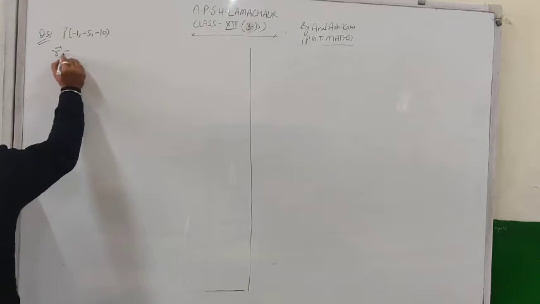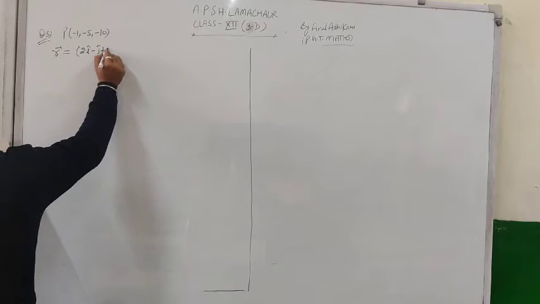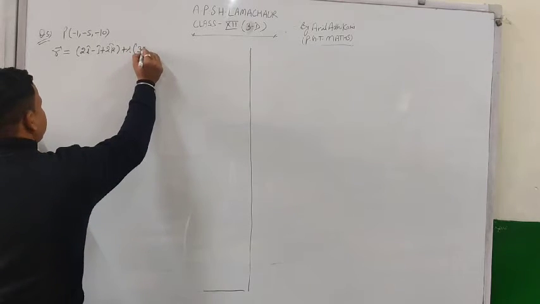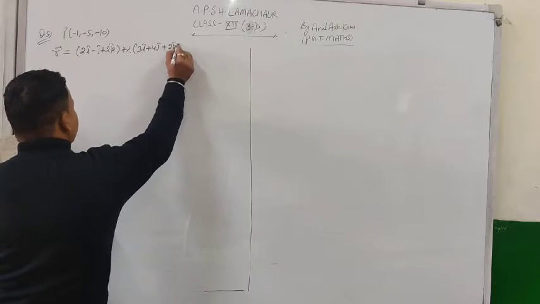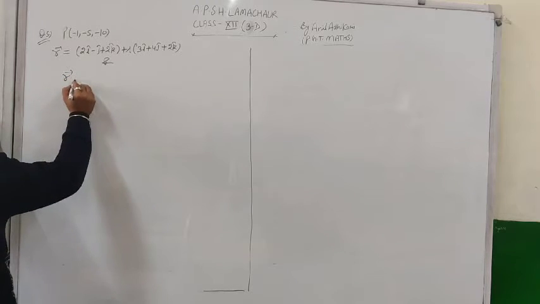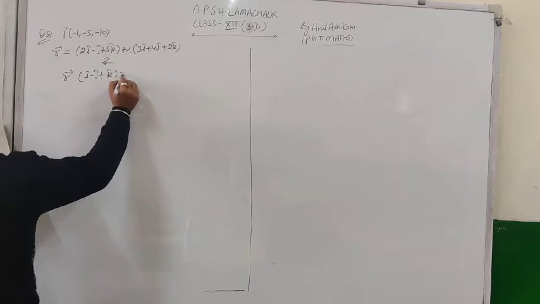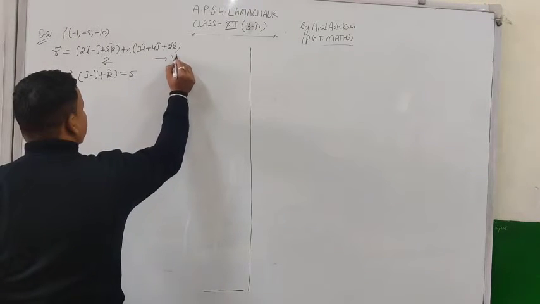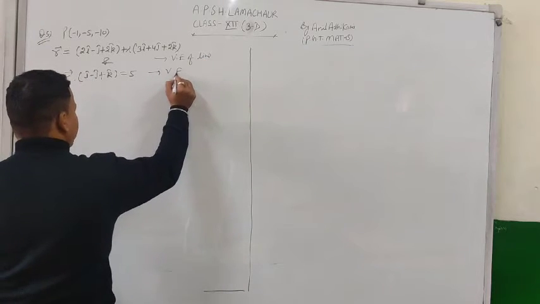The equation of the line in vector form has been given as r vector is equal to 2i minus j plus 2k plus lambda times 3i plus 4j plus 2k, and the vector equation of the plane has been given as r vector dot i cap minus j cap plus k cap is equal to 5. This is the vector equation of the line and this is the vector equation of the plane.